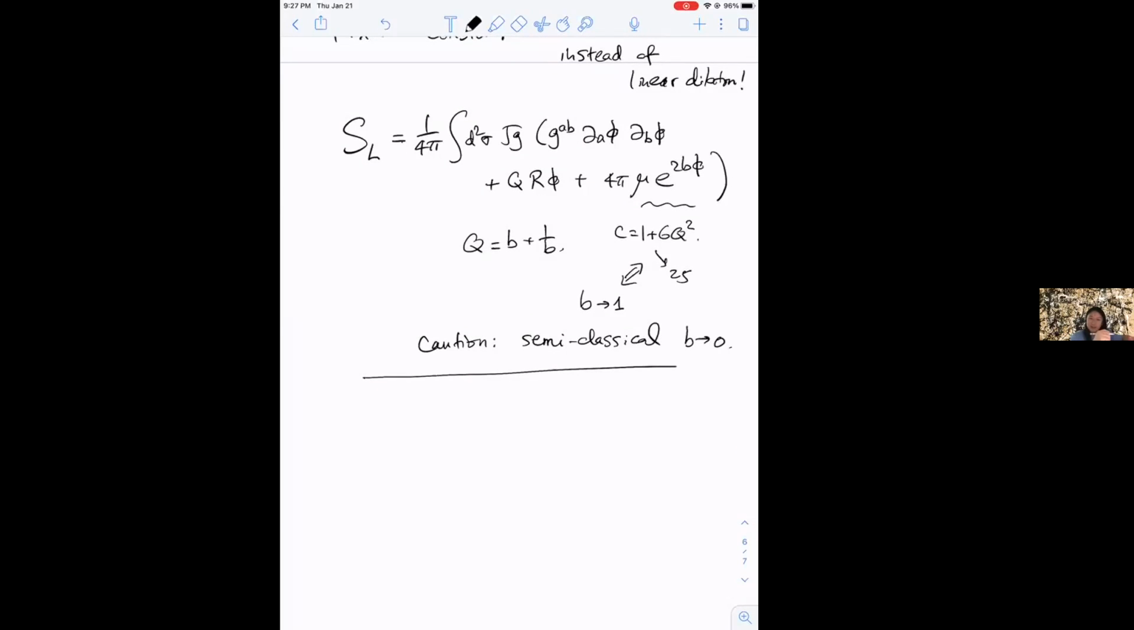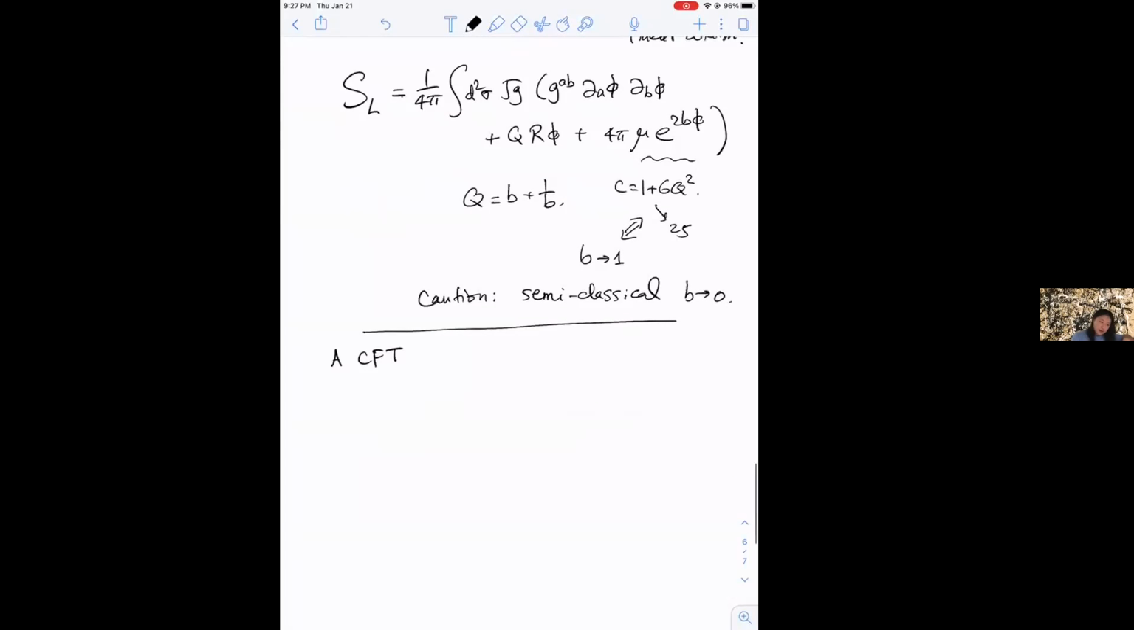Nevertheless, it's a well-established fact that this is a CFT at the non-perturbative level. There are many ways to understand this. First of all, there's going to be a state-operator mapping between operators inserted at a point on the complex plane, let's call this the z-plane, to a state on the cylinder, and we call the coordinate w on the cylinder.